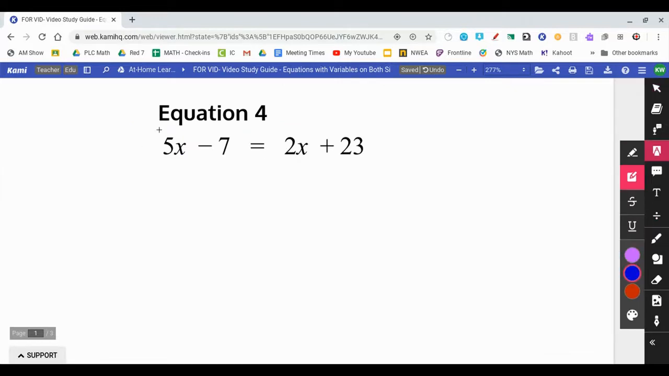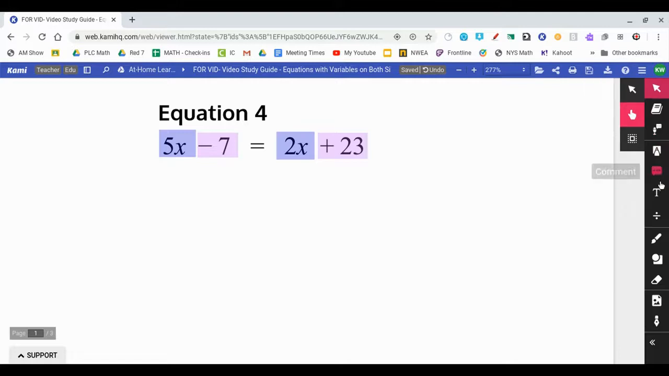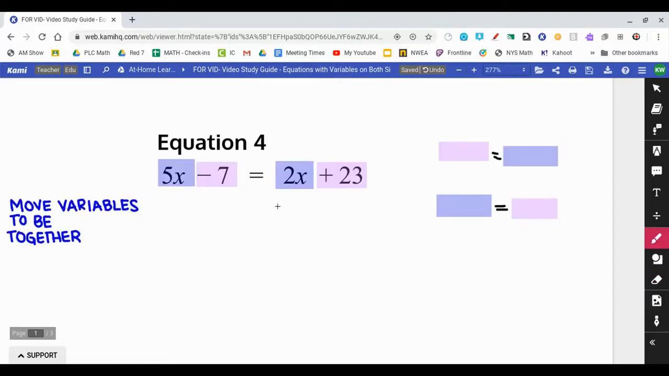Equation 4 is slightly different than the ones we've already gone over. As I highlight, you're going to notice there's variables on both sides of the equal sign, but there's also constants on both sides of the equal sign. Our goal is going to be to separate the constants from the terms with the variables. It doesn't matter if the variables are on the left or the right-hand side of the equation, we just need to separate them from the constants.